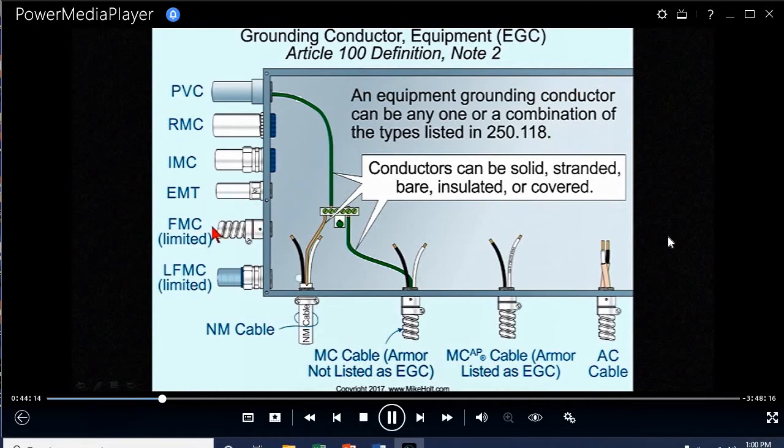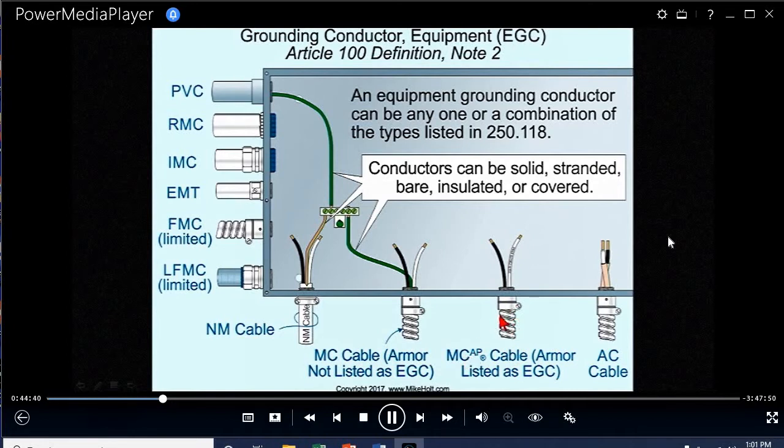250.118 says flex can, and we'll talk about that under conditions. Liquid type metal can under conditions. If you have Romex, NM cable, well, you're going to have an equipment grounding conductor, bare. MC cable, traditional MC cable will have an equipment grounding conductor. MC all-purpose cable, well, that means the outer sheath of the cable itself is listed as an equipment grounding conductor.